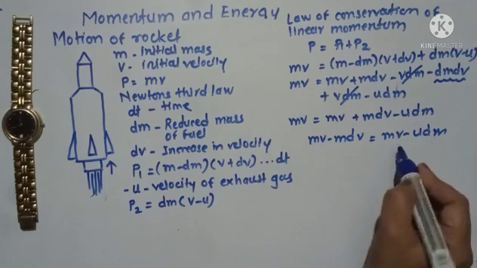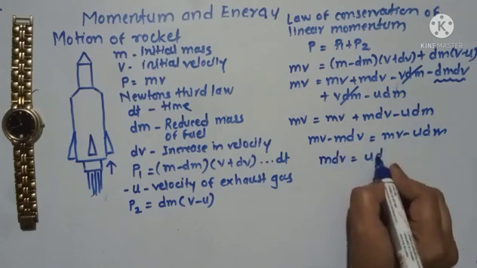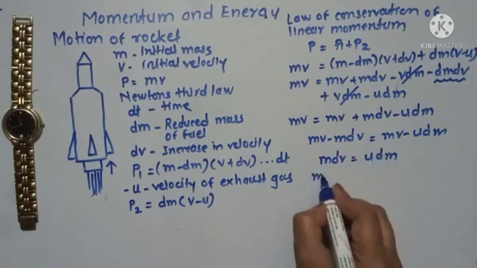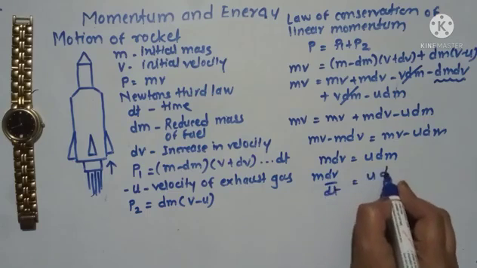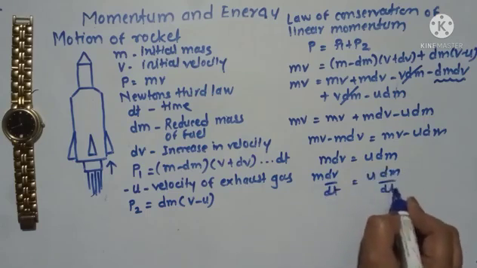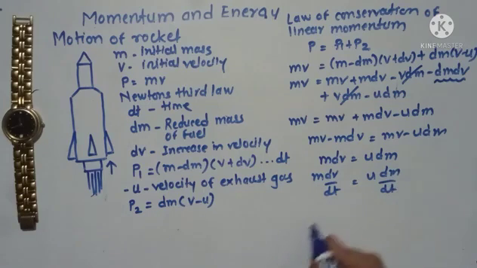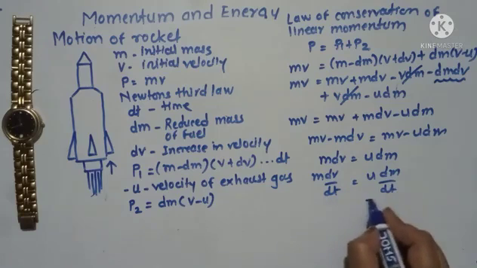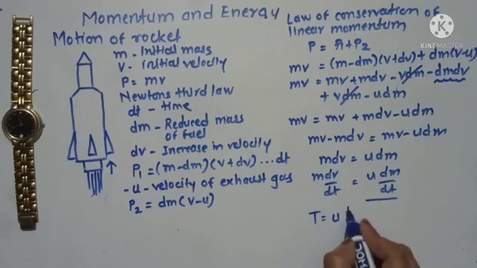As the mv terms are equal on both sides, I can write m dv is equal to u dm, or if I divide both sides by dt, I can write m dv upon dt is equal to u dm upon dt. Now this is called the equation of motion for the rocket, and the right-hand side is nothing but the upward thrust, which is given by u dm upon dt.